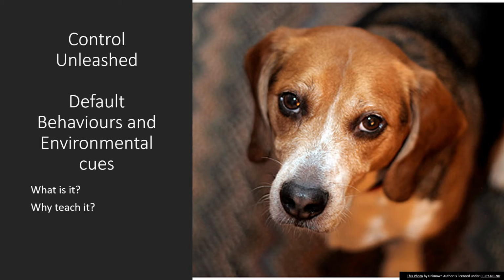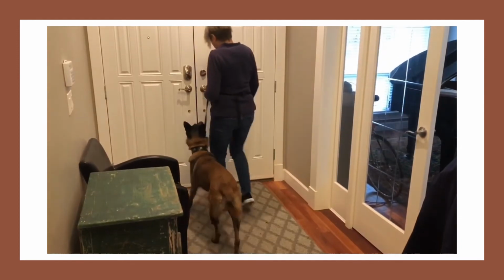Inspired from Control Unleashed: default behaviors and environmental cues. What are they and why teach them? Here, I'm showing examples of default behavior.